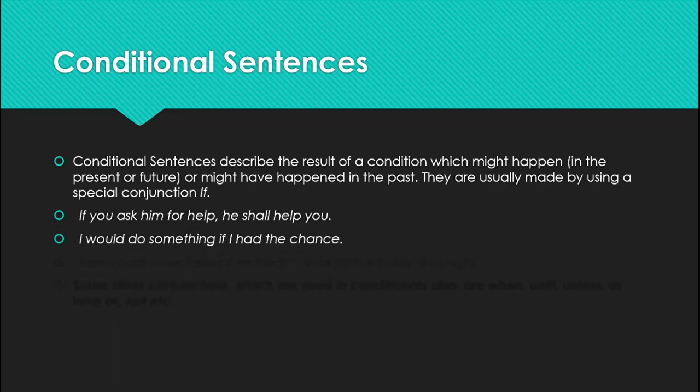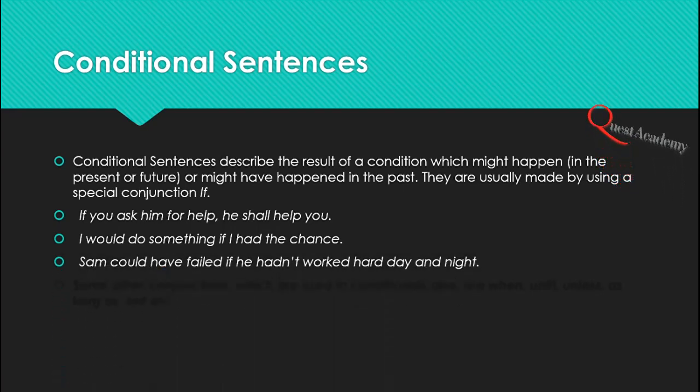How can he help if you do not ask somebody for help, right? So we have another one. I would do something if I had the chance. Now the condition is that if I had the chance, then I would be able to do something. The sentence tells us this story. Next is, Sam could have failed if he hadn't worked hard day and night. Now you can see that condition, that if he hadn't worked hard means he had worked hard, so he is successful now, but he could have failed in that way.